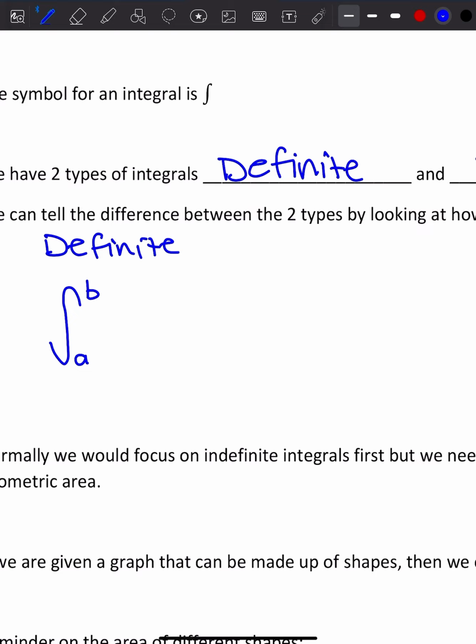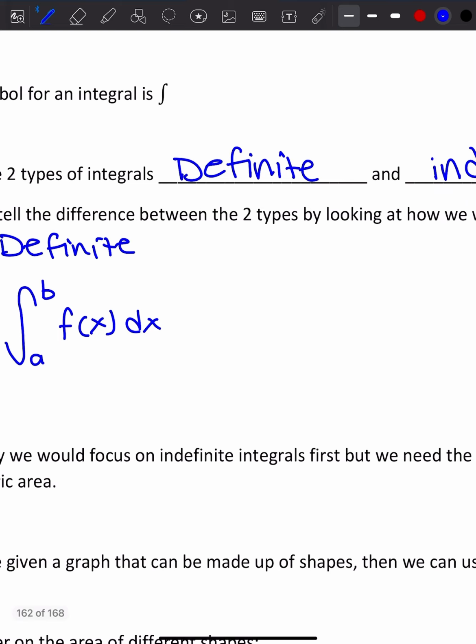So you'll see an A and B. This is telling us the starting and the ending point. So A is our starting, B is our ending. And then generally some function that we're dealing with. Dx is our change in our x values. It's needed when we take these integrals. It's finding the width of our rectangle.